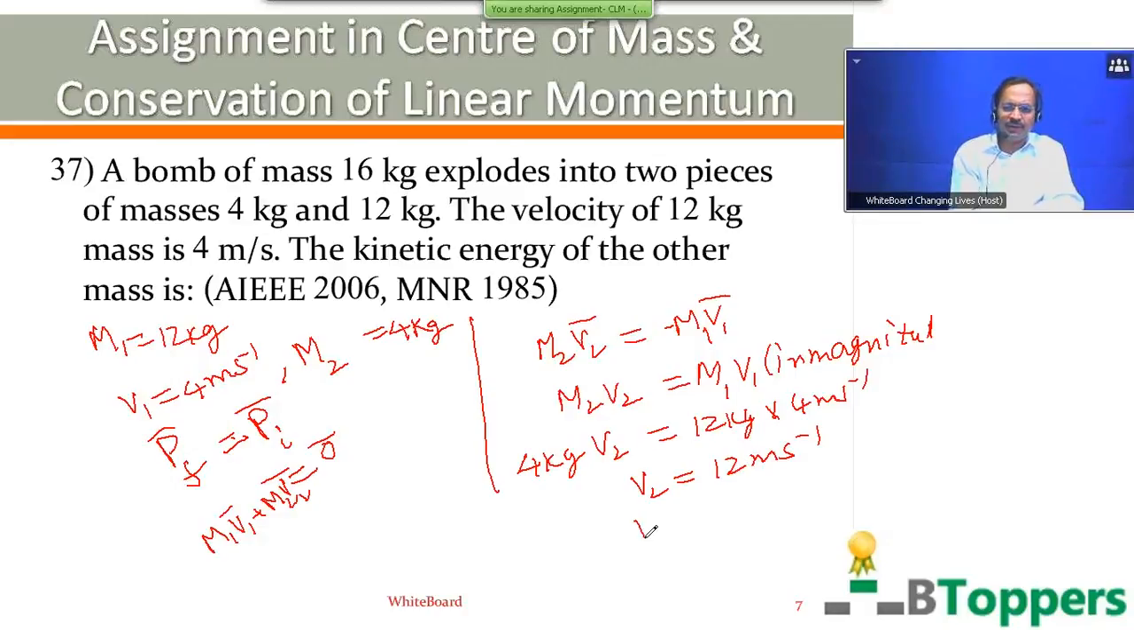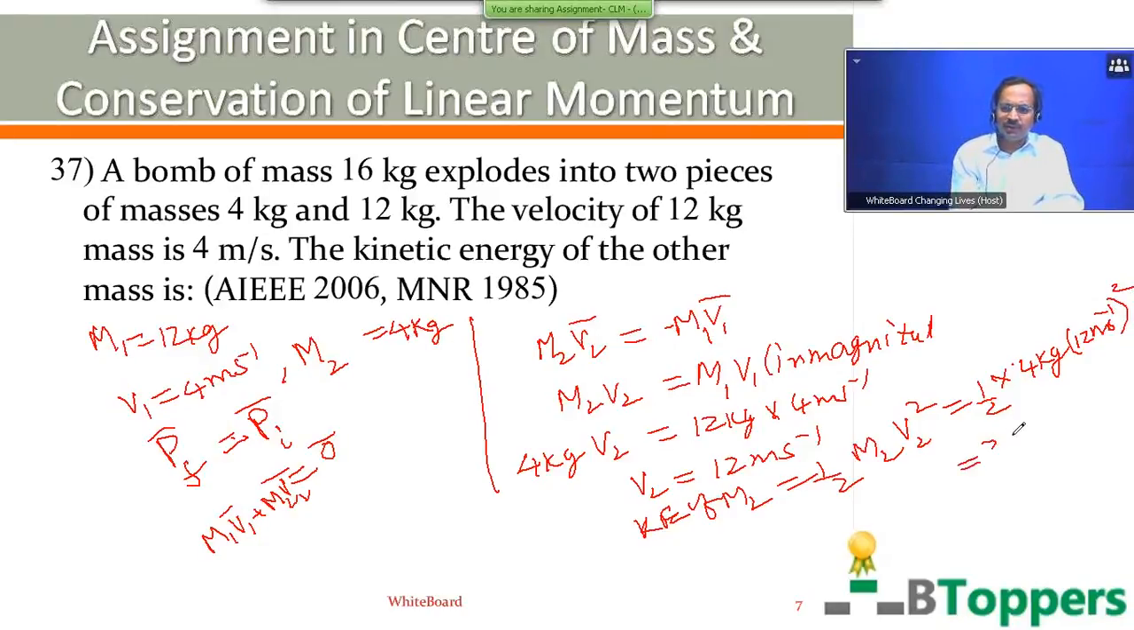You're asked to find the kinetic energy of the second mass here. So the kinetic energy of m2 just after explosion is equal to half m2 v2 square. If you are interested, you can copy down the solution. That will be 288 joules. That's the answer. Okay, I'll continue the discussion in my next class.